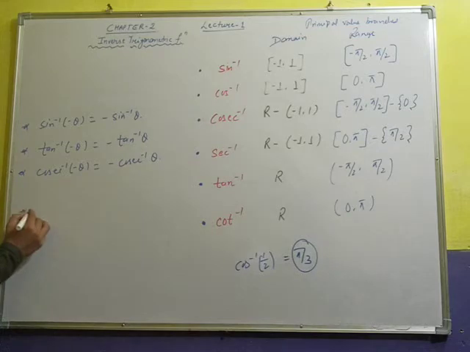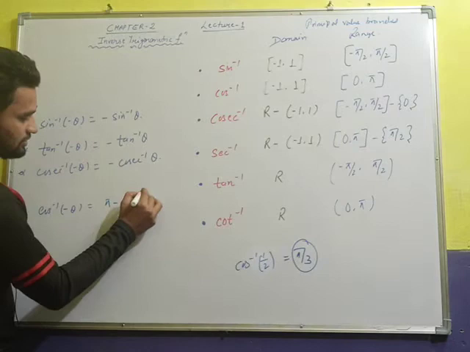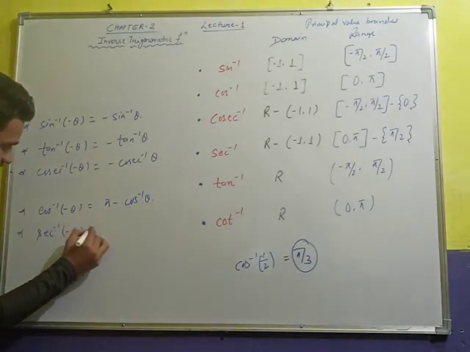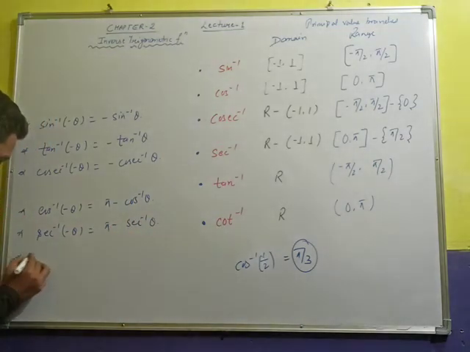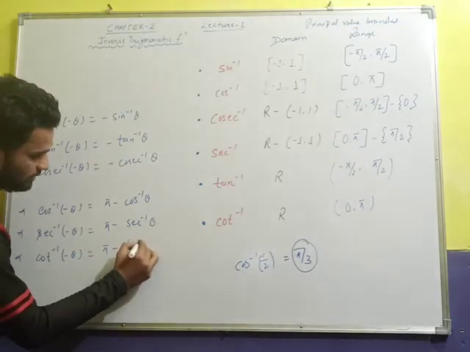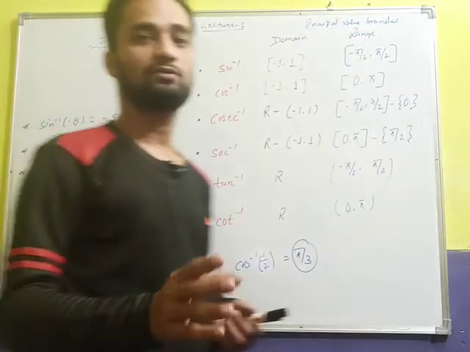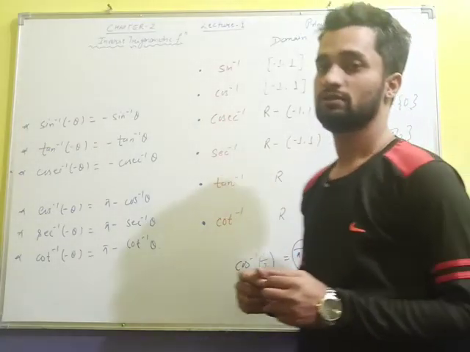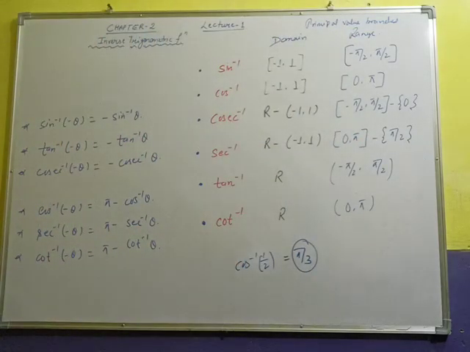Then for the remaining three: cos inverse of minus theta will be pi minus cos inverse theta, sec inverse of minus theta will also be pi minus sec inverse theta, and the last, cot inverse of minus theta, will also be pi minus cot inverse theta. These are the formulas we are going to use to find the principal value of inverse trigonometric functions. These are the things I wanted to let you know before starting the exercise.